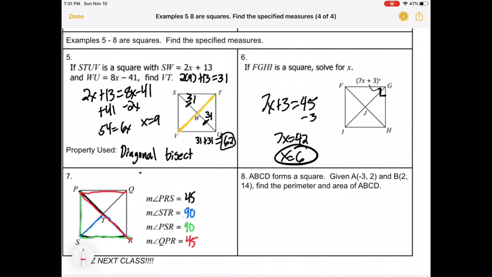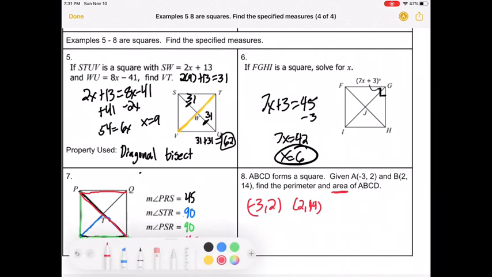Okay, ABCD forms a square. Now this is just like number 4. Squares and rhombuses both have all 4 sides the same, so you need to find one and just multiply it by 4, but this one also has an area on it. So we have -3, 2, and 2, 14.